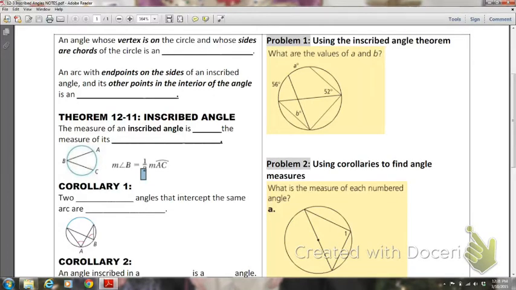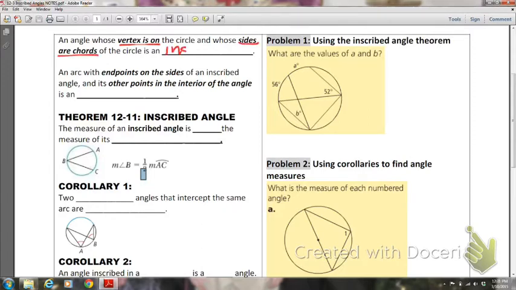This lesson is about inscribed angles. The objectives are to find the measure of an inscribed angle and to find the measure of angles formed by a tangent and a chord. So what is an inscribed angle? That's our first definition. An angle whose vertex is on the circle and whose sides are chords of the circle is called an inscribed angle.